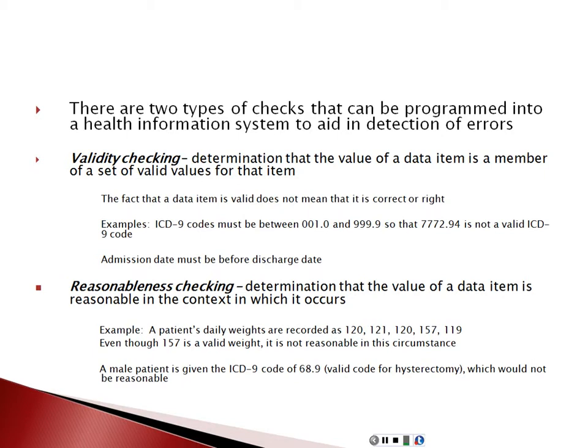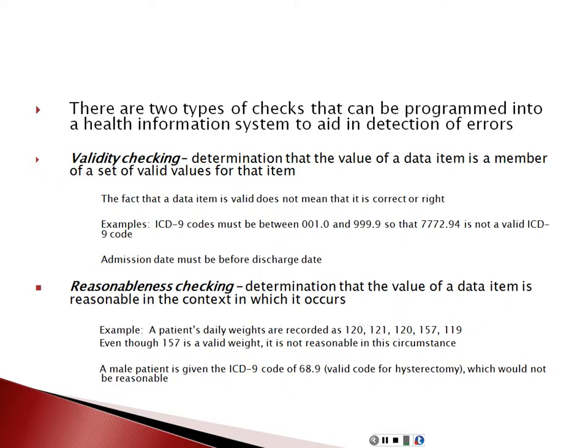Another example, a male patient's given an ICD-9 code of 68.9. That's a valid code. It's within that range for ICD-9 procedure codes. But it's a code for a hysterectomy. And so even though it's a valid code, it's not reasonable considering that before, under sex, it was keyed in that the patient was a 1 or a male. And so the system would do an alarm or alert. Sometimes it won't let you put things in that are not reasonable or valid, but other times it just reminds you and says, look at this and make sure.